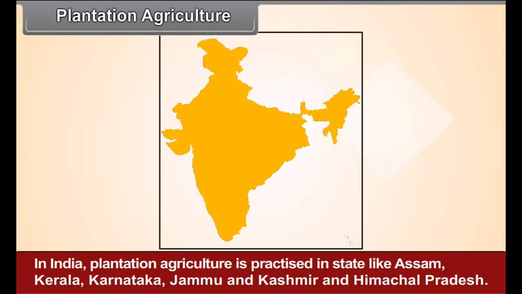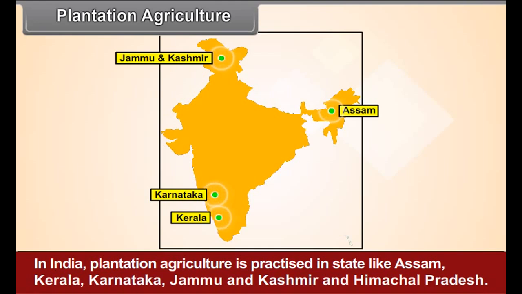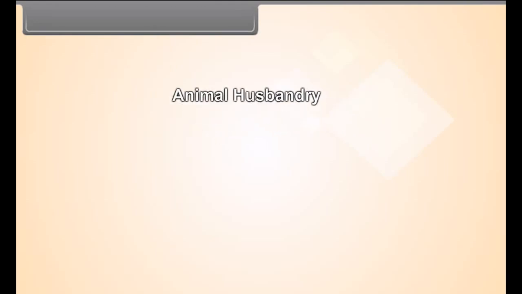In India, plantation agriculture is practiced in states like Assam, Kerala, Karnataka, Jammu and Kashmir, and Himachal Pradesh. Animal husbandry.